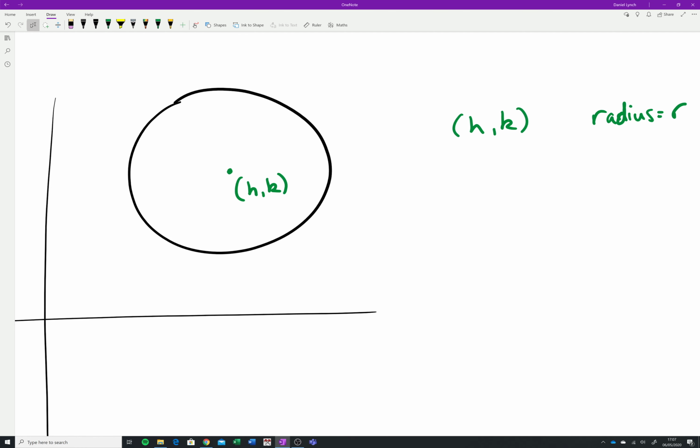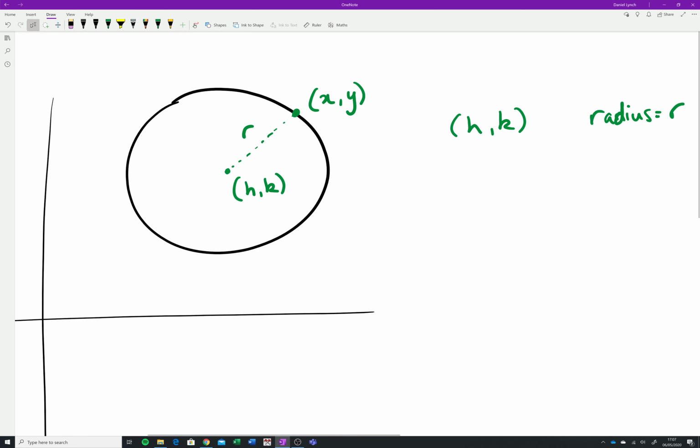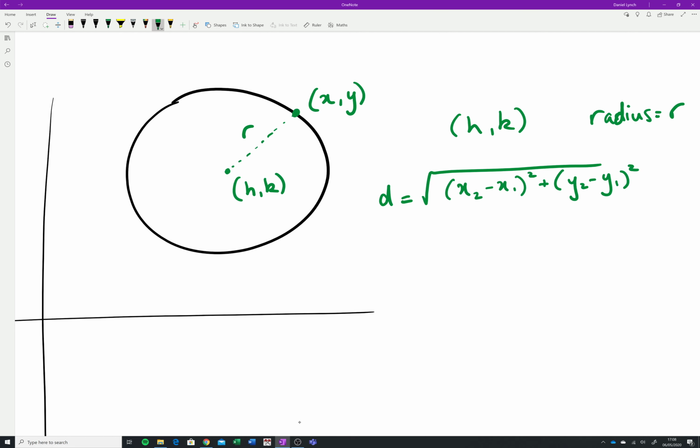Okay, now if we pick any point whatsoever, so we'll just choose this point here, this point is made up of an x value and a y value. What could we say the distance between (h, k), our center, and that point, no matter where that point was, so long as it's on the circle, what would that distance be? It would of course be the radius. Well, we have a little formula already, which is how to get the distance between any 2 points. And it says that it is the square root of (x2 minus x1) squared plus (y2 minus y1) squared.